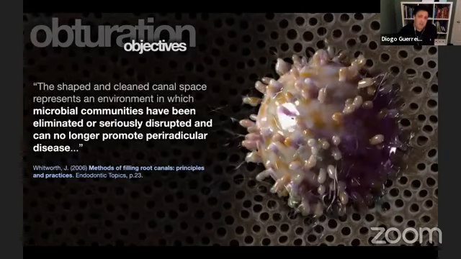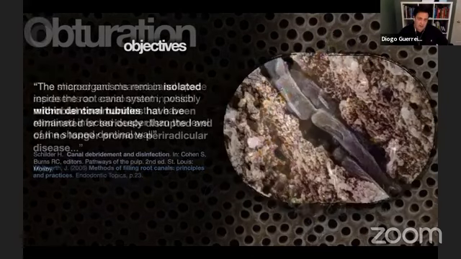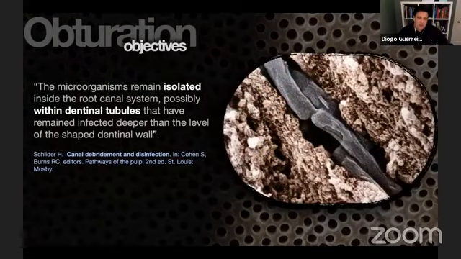Again, the shaped and cleaned space represents the environment where these microbial communities have been eliminated or at least disrupted to that threshold that I was talking about before, and can no longer promote periradicular disease and hopefully allow a host response in terms of healing. And even though we lowered that threshold, of course, there are microorganisms, and like Domenico just showed with those beautiful images, they remain inside the canal.